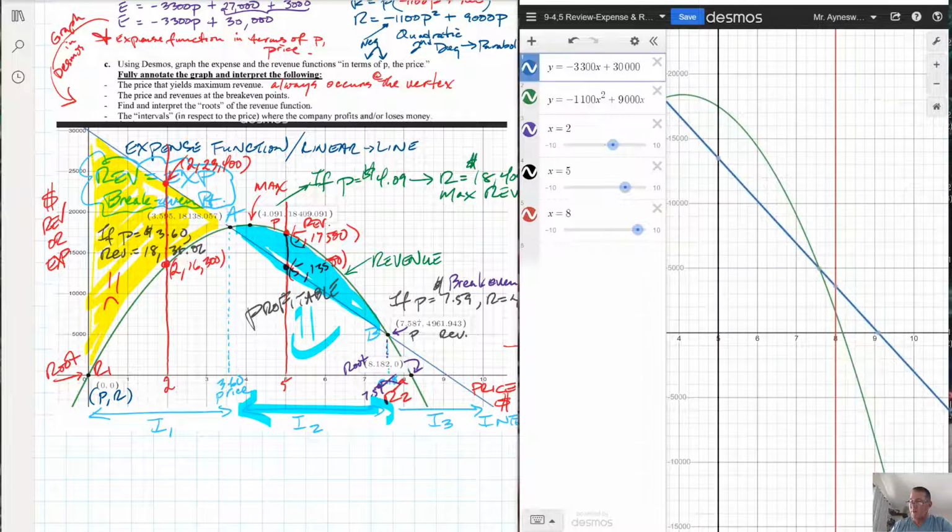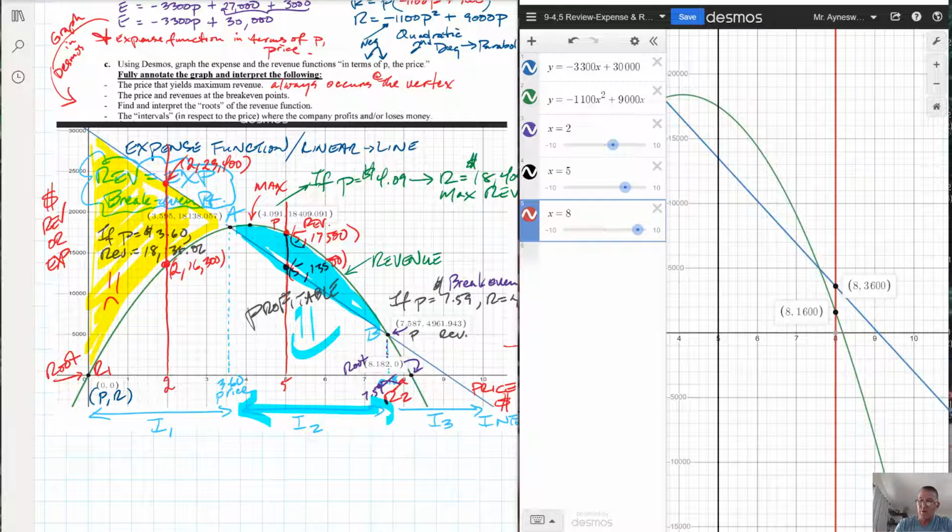So here's the expense function. We got revenue here in green. We got expense in blue. Okay, so the expenses are 3,600. The revenue coming in at 1,600. We're 2,000 negative. Okay, which means we're in the hole. We're losing money because we're spending more than we're making.